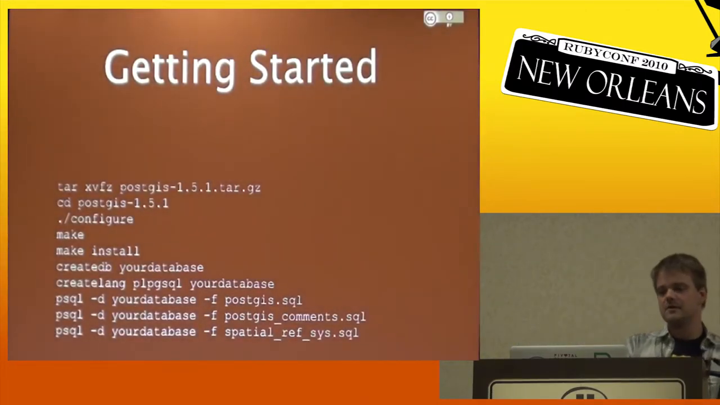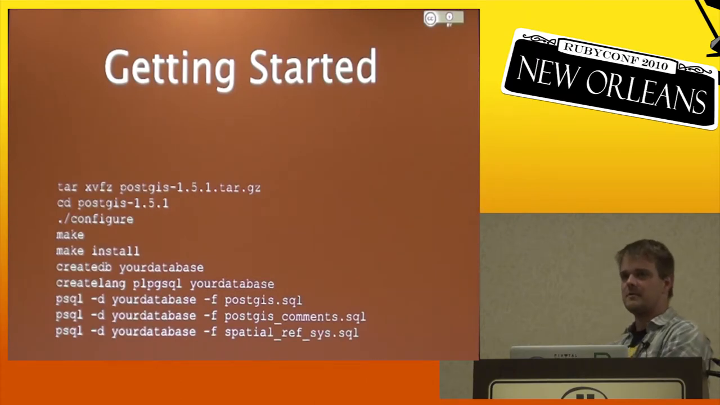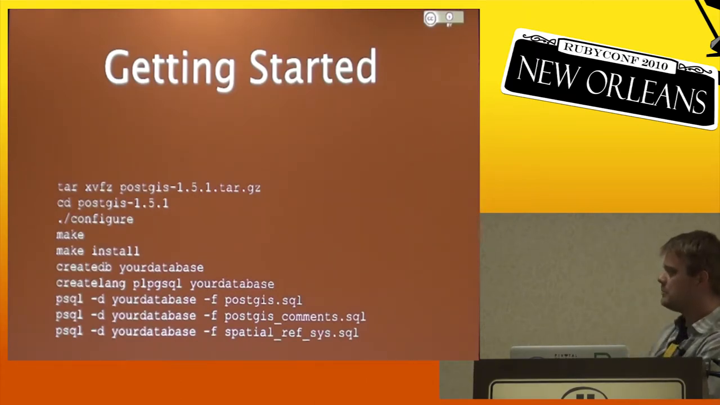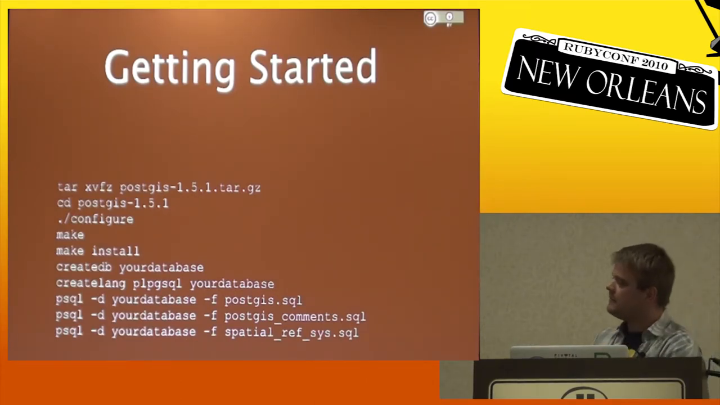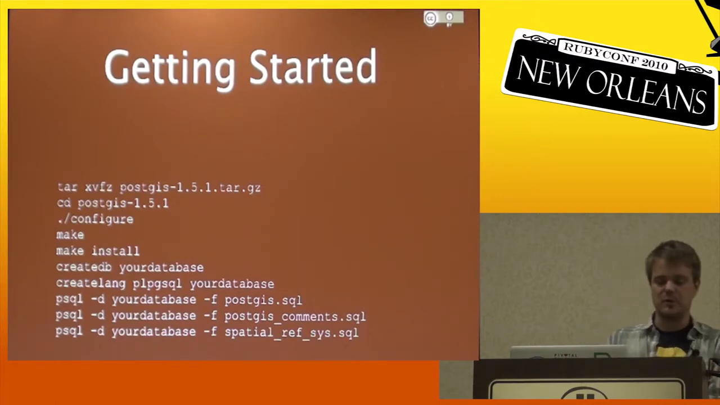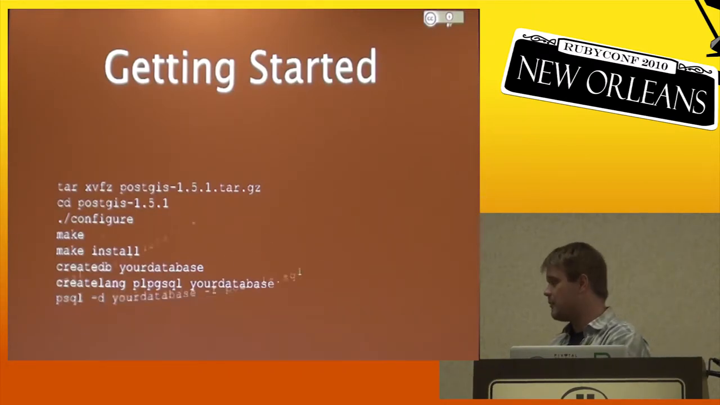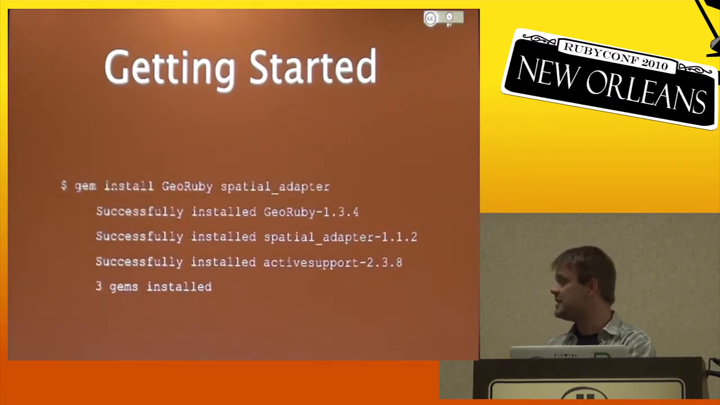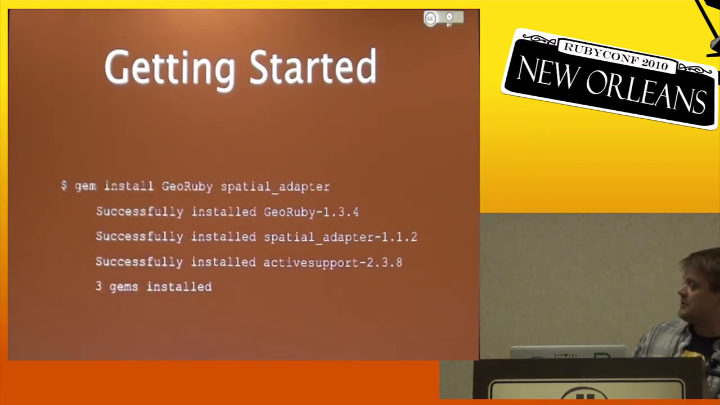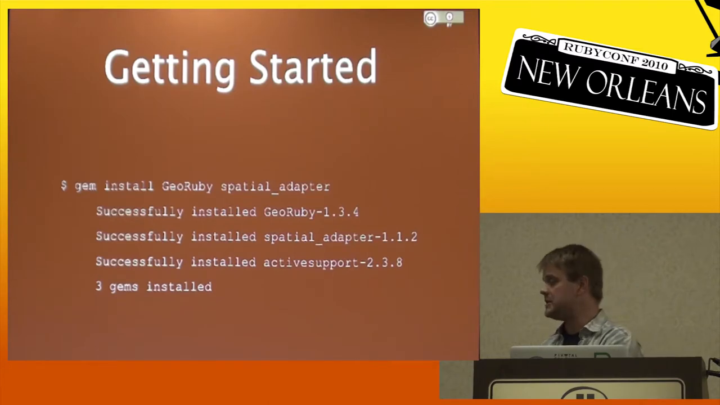All right. So, in order to get started, if you want to walk out of this room and do some spatial programming hacking today, what I would recommend you do is install PostGIS. It's pretty easy. It's a standard tarball. You untar it. You configure, make install. A couple more commands. Then you've got your database. Then you want to install GeoRuby and Spatial Adapter. Again, it's pretty easy. Just a couple of gems.